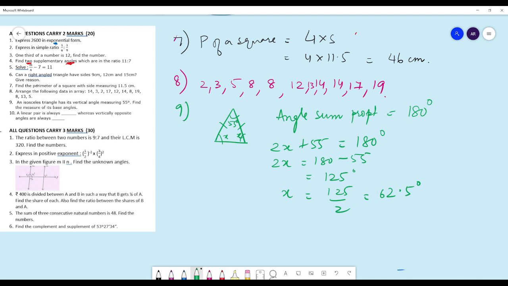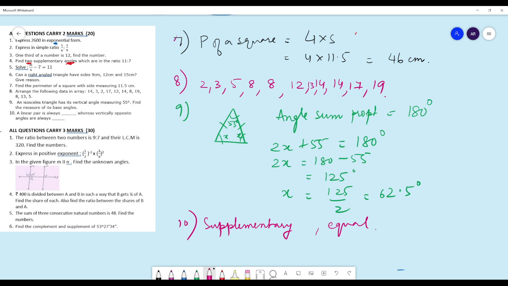Now for the 10th question. I saw a lot of you got confused with this, but I just wanted to check your concept over here. A linear pair is always, so what you were supposed to write over here was supplementary. Or you could have written linear pair is always a straight angle. That is also correct. Whereas vertically opposite angles are always equal.